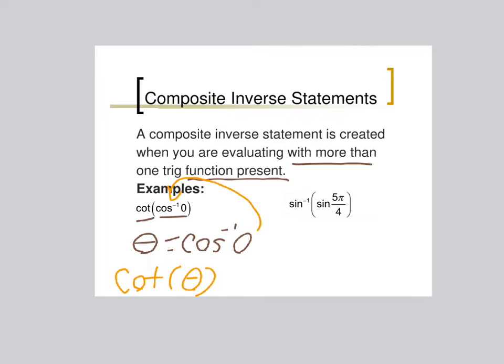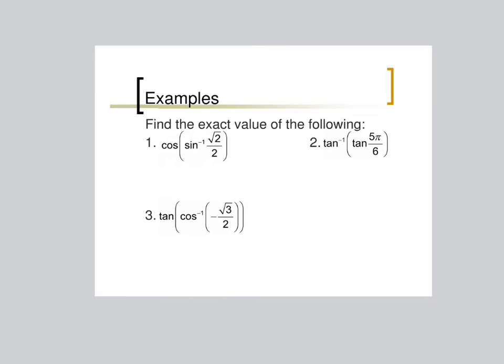Sometimes, though, we'll be lucky enough that our outside and our inside are inverses of each other. In this case, the inverse sine of the sine of 5 pi over 4, our inverse sine and our normal sine cancel each other out, leaving us only with 5 pi over 4. So let's take a look at some example problems.